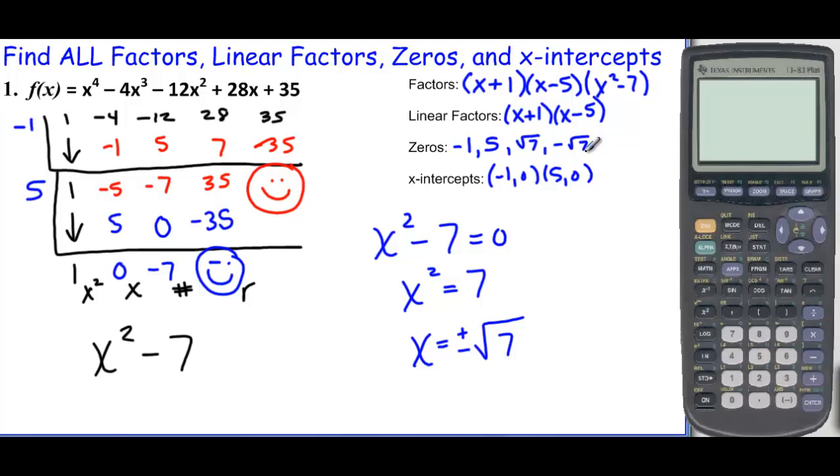Okay. Those can actually be written as x-intercepts because they're real. So I get an x-intercept at root 7, comma 0, and one at negative root 7, comma 0. And if you want to just write that as plus or minus root 7, 0, you're more than welcome to.